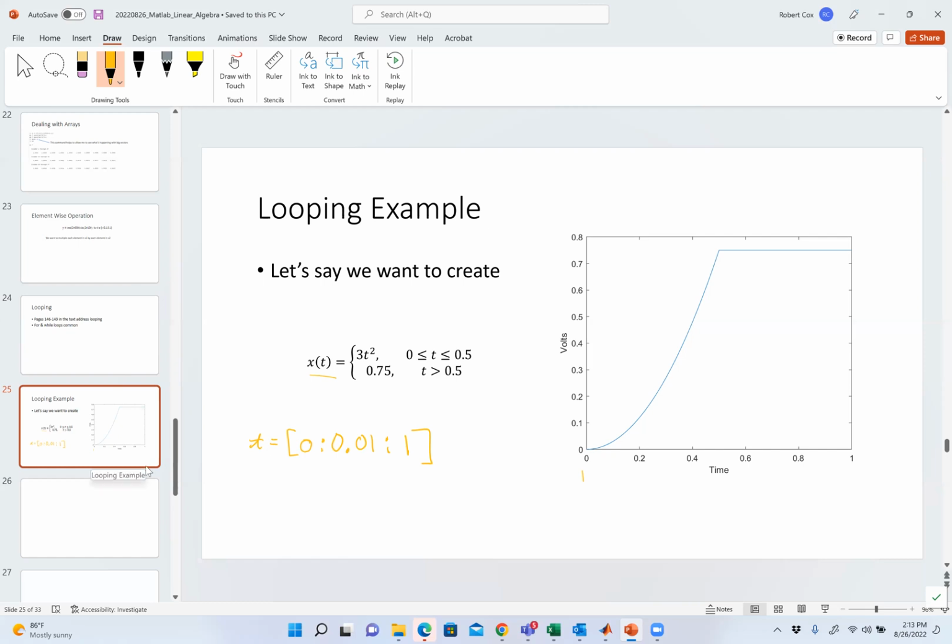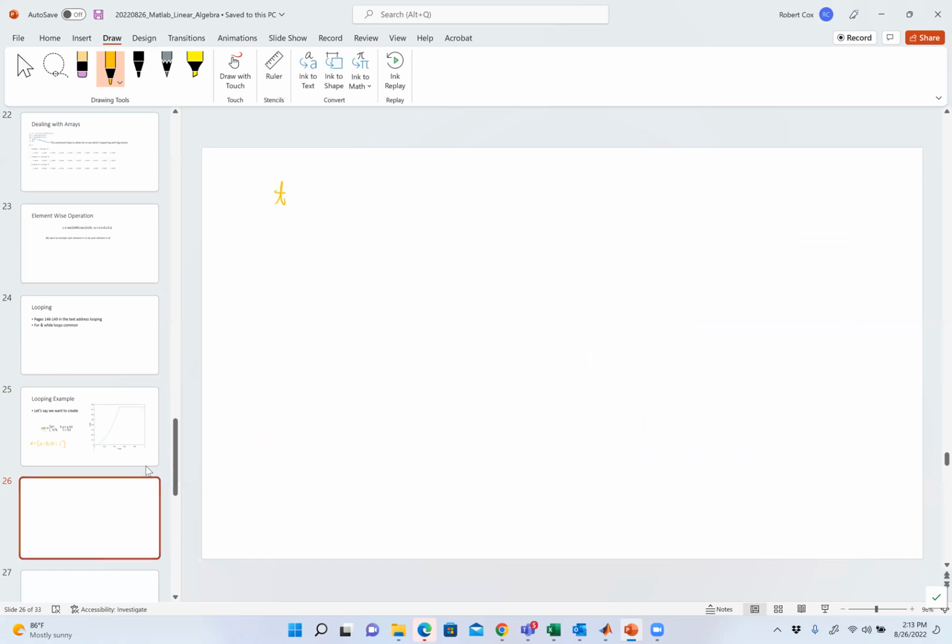So what I would do is I could write a piece of code here where I create my t vector, right? So t goes from 0 to 0.01 all the way up to steps of 1. I'm going to put everything into an x vector, right? That's going to be my output. I need, like any function, to initialize my variable here, right? So how could I create x? Well, a good way to create x, which is going to store my output, would be to create a vector of zeros, right?